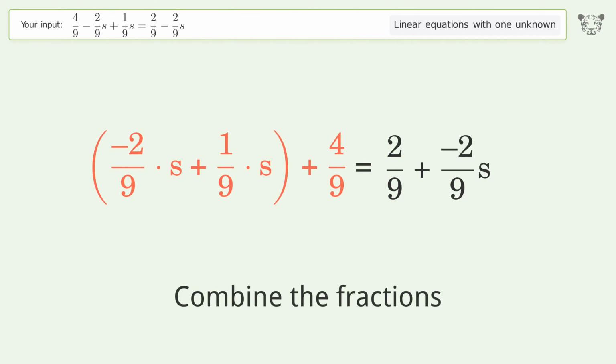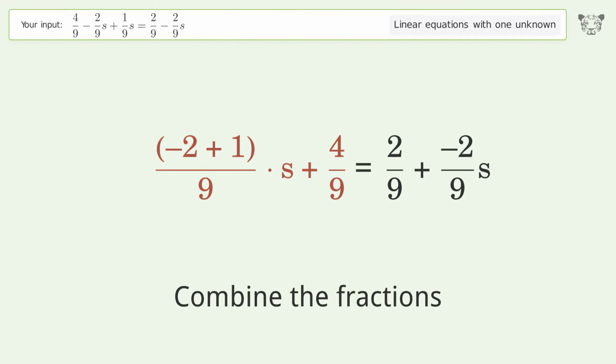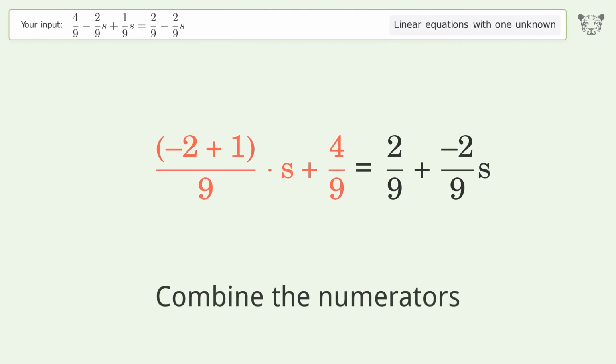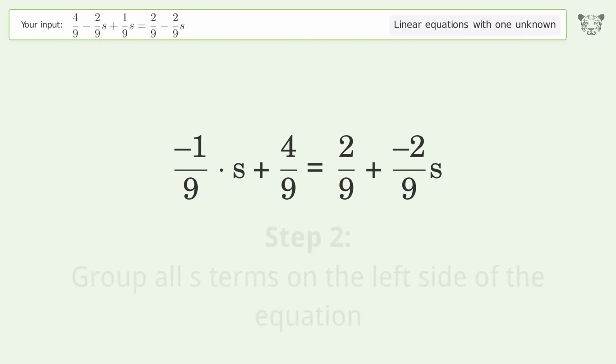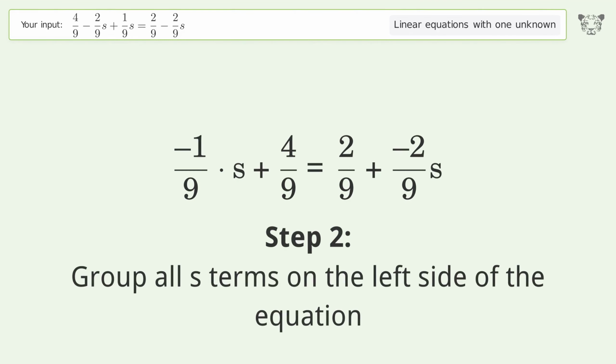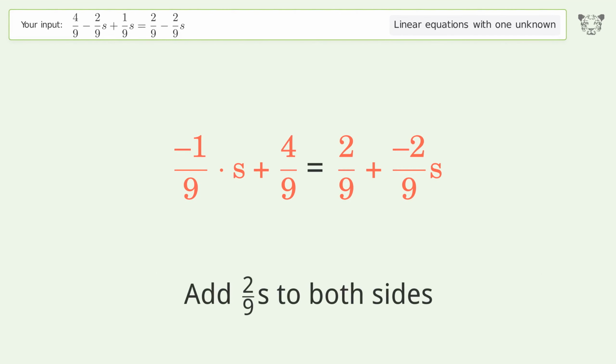Combine the fractions. Combine the numerators. Group all s terms on the left side of the equation. Add 2/9s to both sides.